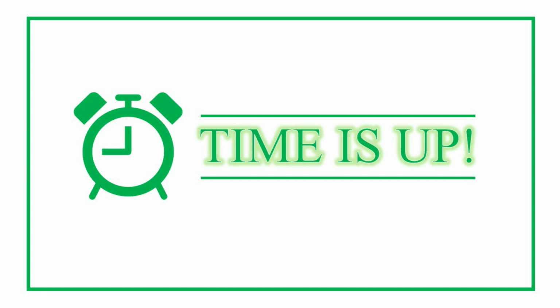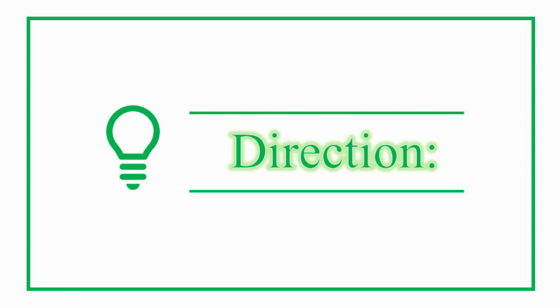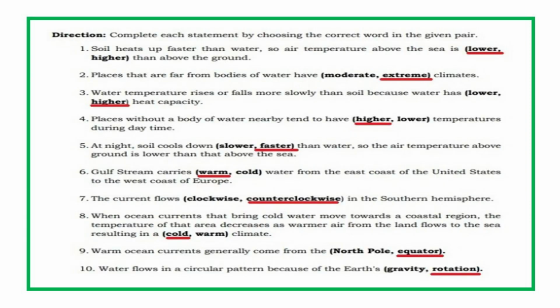Time is up! Let's see if you've got the correct answer. Complete each statement by choosing the correct word in the given pair. The soil heats up faster than water, so air temperature above the sea is lower than above the ground. Places that are far from bodies of water have extreme climates. The water temperature rises or falls more slowly than soil because water has higher heat capacity.